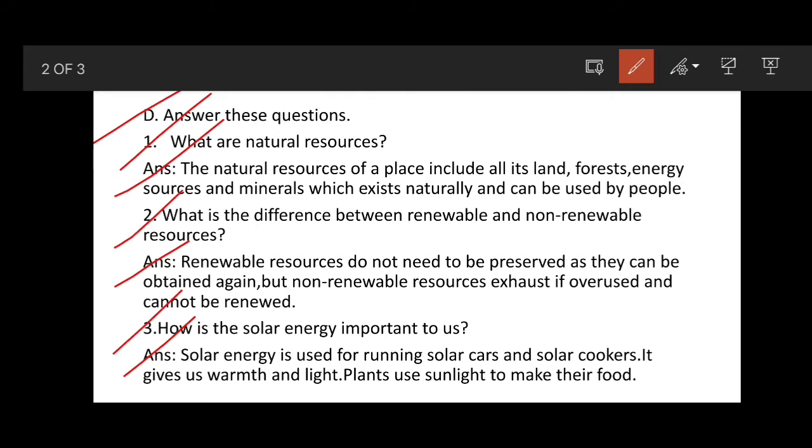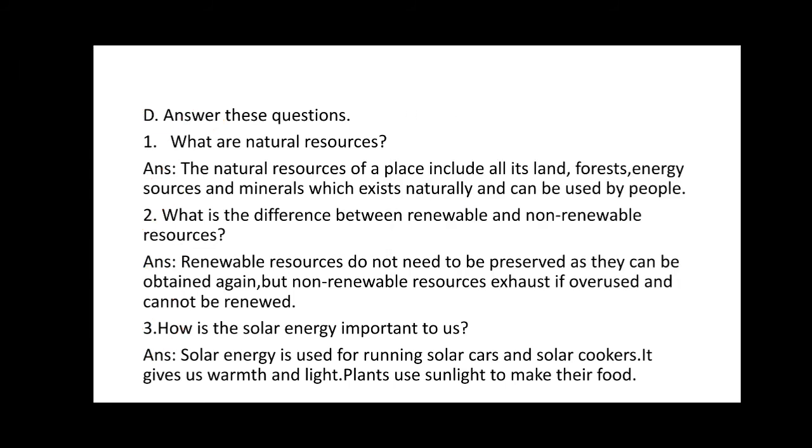And with the help of solar energy we can run solar cars and solar cookers, and also we get warmth and light from sunlight. Plants also use sunlight to make their own food. Without sunlight, the plants cannot make their own food. Next.